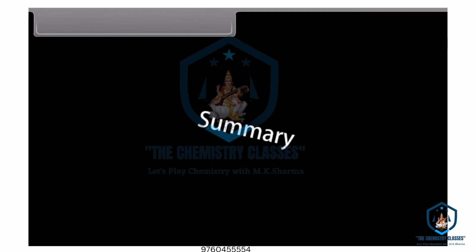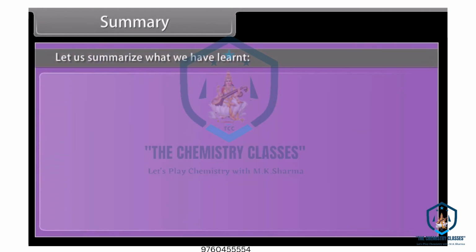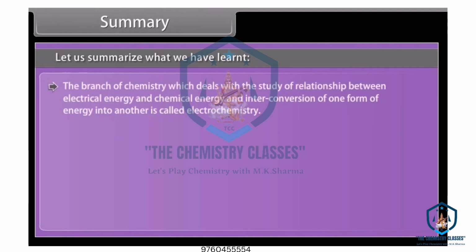Summary. Let us summarize what we have learnt. The branch of chemistry which deals with the study of the relationship between electrical energy and chemical energy and interconversion of one form of energy into another is called electrochemistry.